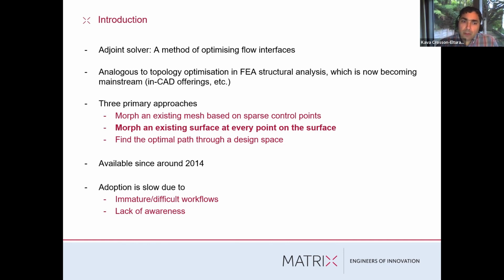And there's another workflow, which is finding an optimal path through a design space. So picture an exhaust manifold on a 4-cylinder engine. You've got 4 pipes coming into one, and what's the optimal path in a design volume? So that's internal flows generally. It's been available since around 2014, but adoption is somewhat slow as far as I can tell, because I guess the workflows aren't so mature and they're a little bit difficult, but also just a lack of awareness. I think these sort of things tend to flow out slowly into the community, and it takes time for people to give them a go.